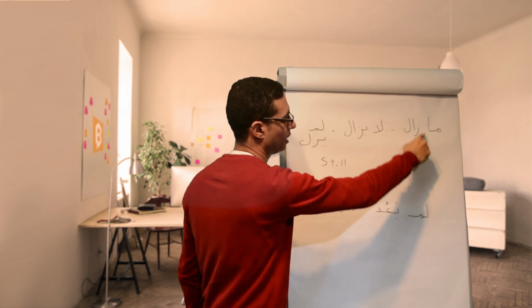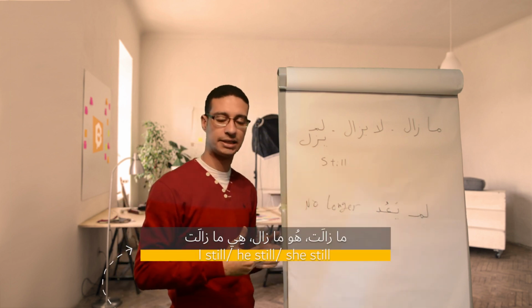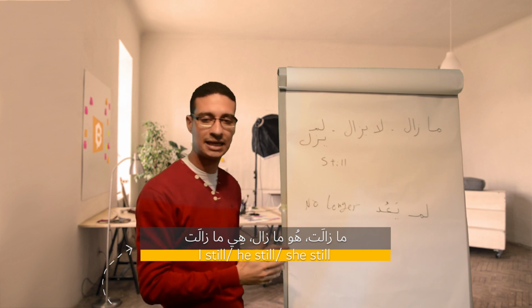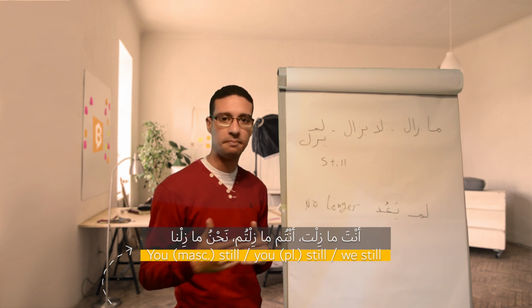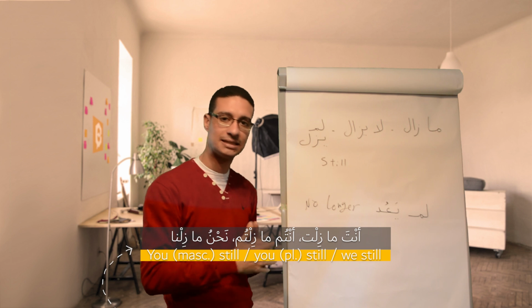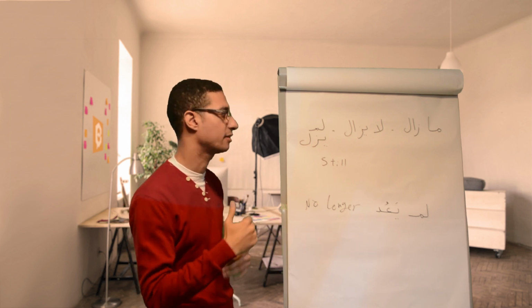It can be in the past, like here, zala. So أنا ما زلت, I'm still. أنا ما زلت. هو ما زال. هي ما زالت. أنت ما زلتَ. أنت ما زلتِ. أنتم ما زلتم. نحن ما زلنا. هم ما زالوا. وهكذا, and so on.